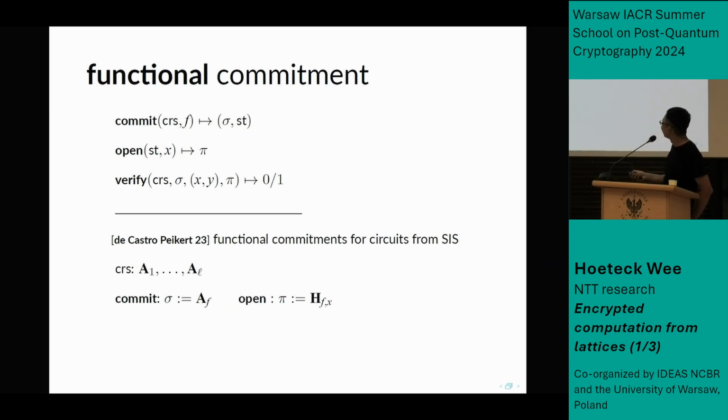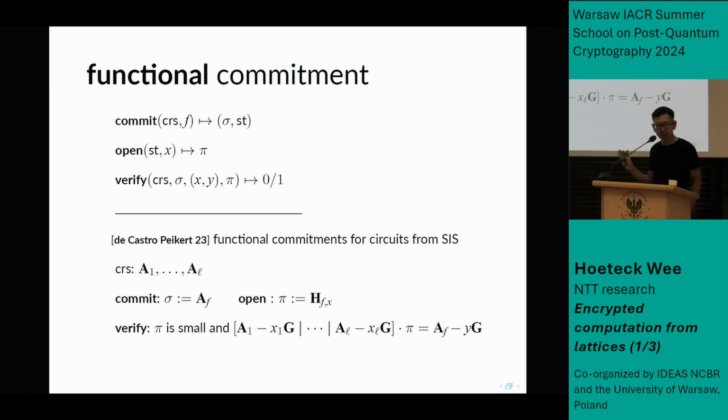All right. And the opening is going to be this H matrix, the low norm H matrix that I mentioned. Okay. And the verification equation basically just checks that the opening is small, and it satisfies this equation that we talked about earlier. All right, so A minus x_i G times this H matrix is A_F minus f of x_i G. So correctness follows from the equation that we mentioned earlier, and security basically follows from the SIS assumption. It's not hard to show that if you can open to two different values, you recover a trapdoor for the matrix on the left, which particularly breaks SIS for the A matrices. That's basically all I'm going to say about this construction.